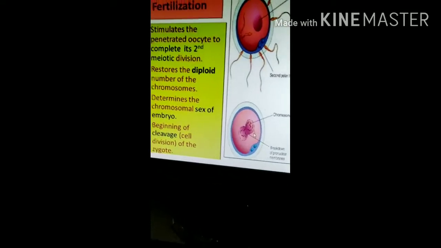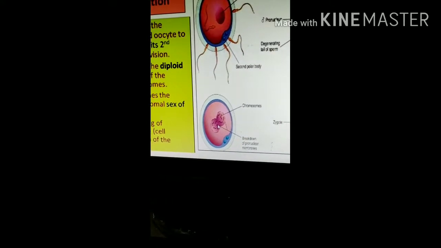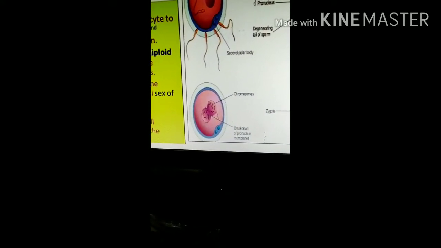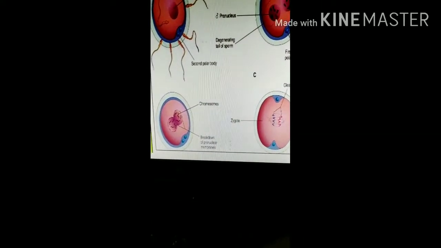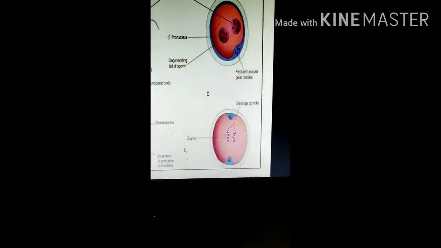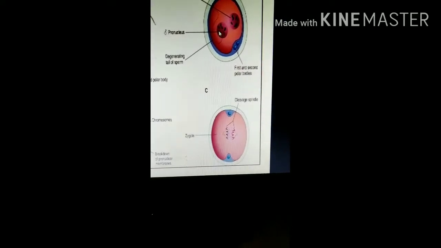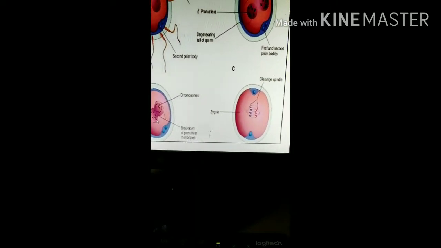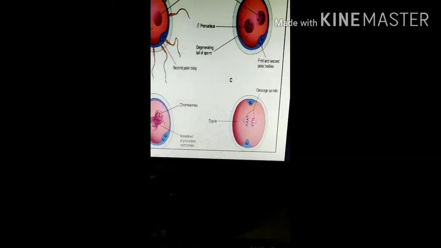In case of the female, the nucleus contains X plus 22. But sperm contains either Y plus 22 or X plus 22. So the male pronucleus contains Y plus 22 and the female contains X plus 22. They fuse. Ultimately, the embryo is XY, that is male, and like this, if XX, then it is female.